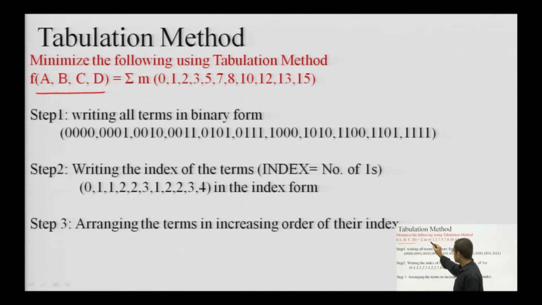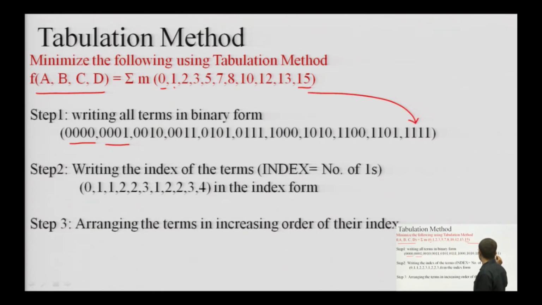So, 0 is written as 0 0 0 0 in 4 variables. Similarly, 1 is 0 0 0 1. Similarly, we can write all the terms, and 15 is written here as 1 1 1 1. In this way all the min terms are translated into their binary equivalents.